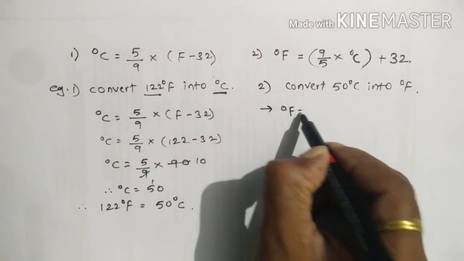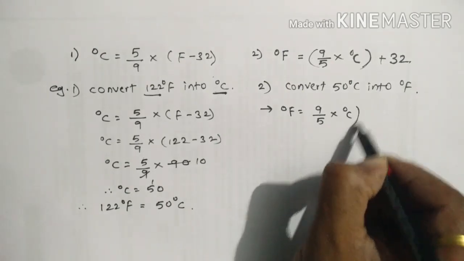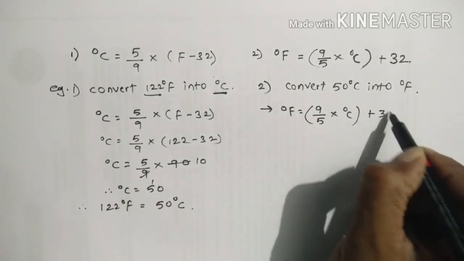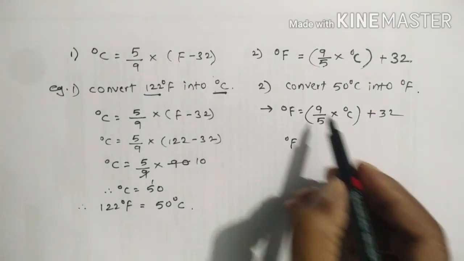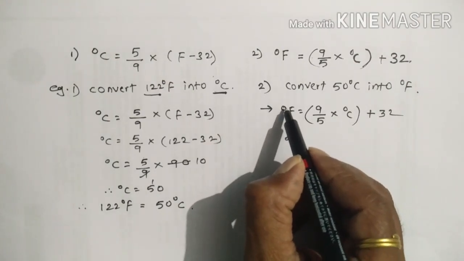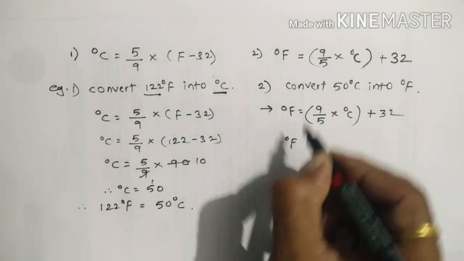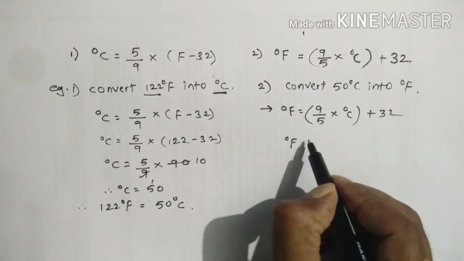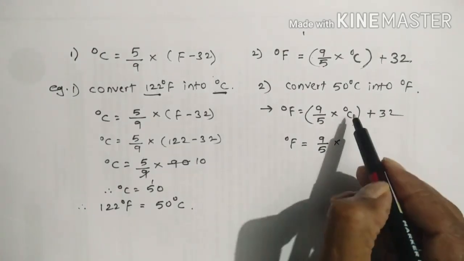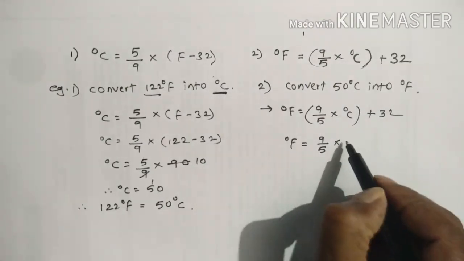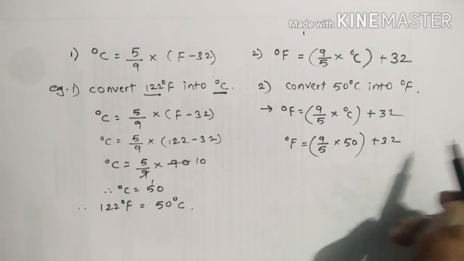Degree Fahrenheit is equal to 9/5 multiplied by degree Celsius plus 32. Actually we should draw the degree sign very small, like a ring only. Don't draw it like a dot. So degree Fahrenheit is equal to 9/5 multiplied by degree Celsius. How much degree Celsius is given? 50. Bracket closed, plus 32.